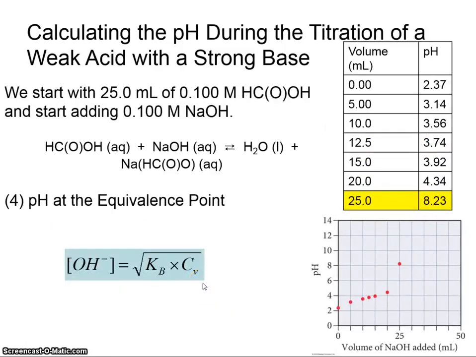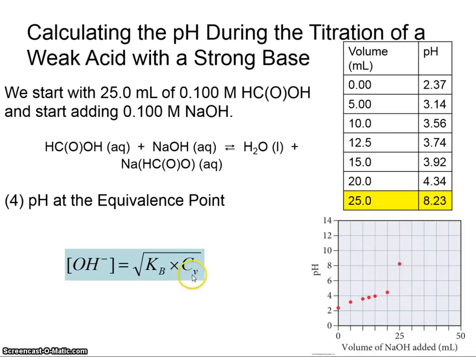Once I am at the equivalence point, so 25 milliliters in this case, I just have the conjugate weak base in solution along with some spectator ions. I don't have any of my weak acid. I can use this shortcut where my hydroxide ion concentration is equal to the square root of Kb times the new concentration. So this is going to be moles of the base divided by the new total volume.